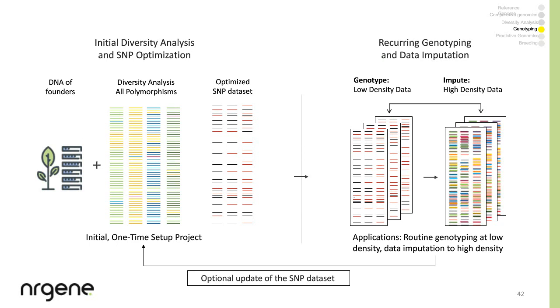This slide is just a schematic illustration of what I described on the previous slide. On the left, we have that initial sequence analysis and SNP optimization, which in between looks at the linkage disequilibrium and the haplotypes that are present in the germplasm. On the right is where the real gains take place, and that's where we genotype low-density data and impute high-density data from that low-density data.